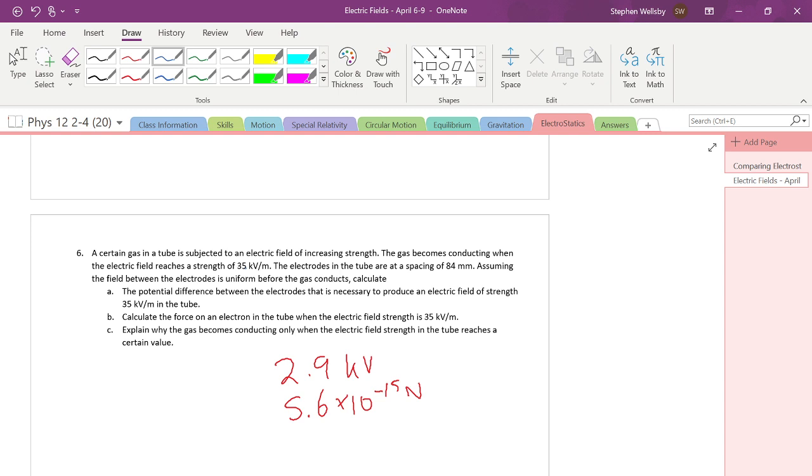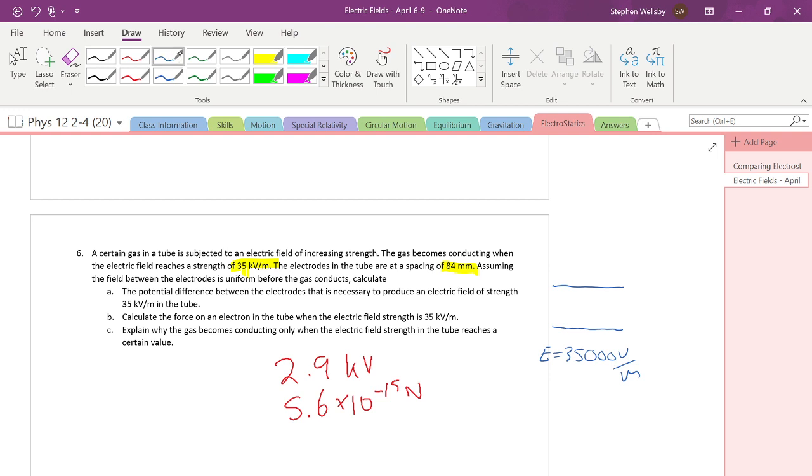Okay, the electrodes are 84 millimeters apart. You assume that its electric field is constant. So what's the potential difference between electrodes that is necessary to produce an electric field strength? So what this is saying here is we know that E equals 35,000 volts per meter. That's our E. We also know our D, our distance, is this 84 millimeters.